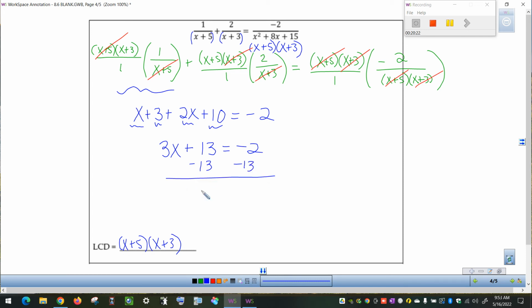And then we want to isolate the variable on one side. We want to get the number part all on the other side. So we get that 3x is equal to -15. And at the end here, we end up getting x equals -5.